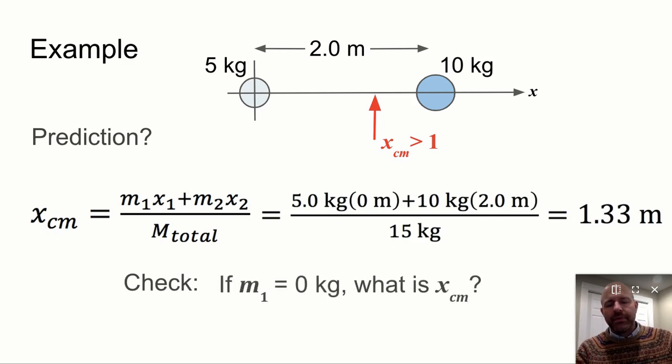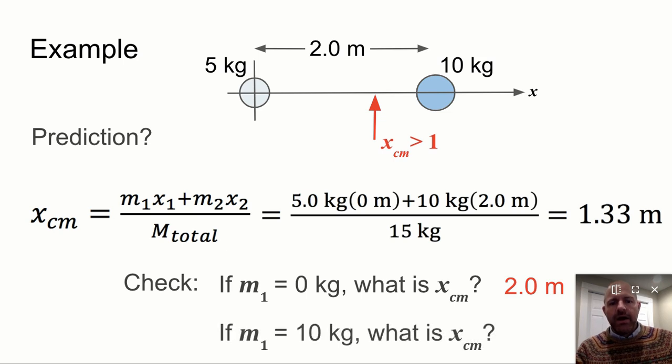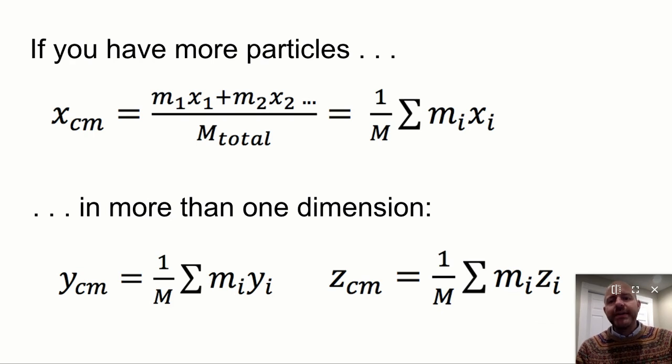If we check, what would happen if mass 1 goes to 0? Well, then the center of mass would be at 2 meters, just inside the 10 kilogram mass. And if mass 1 is 10 kilograms, where would it be? It would be right in the middle because there's an equal, balanced setup. If you have more particles, you just add another term. So generally, it's 1 over the total mass times the sum of m_i x_i. In more than one dimension, you would do the y and the z coordinate if needed.